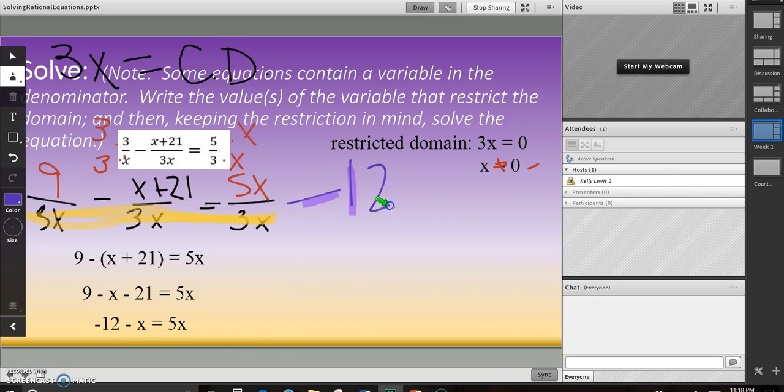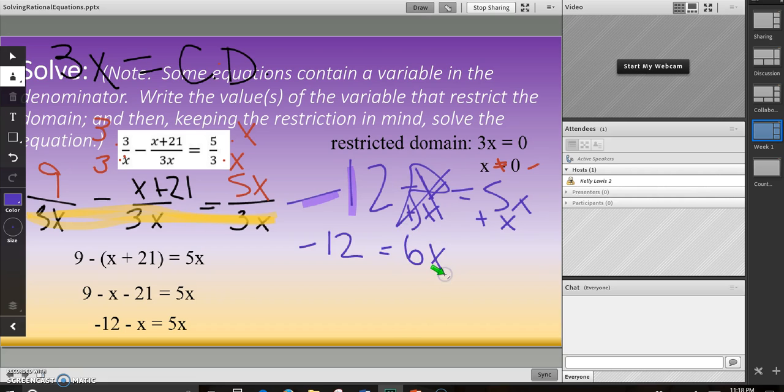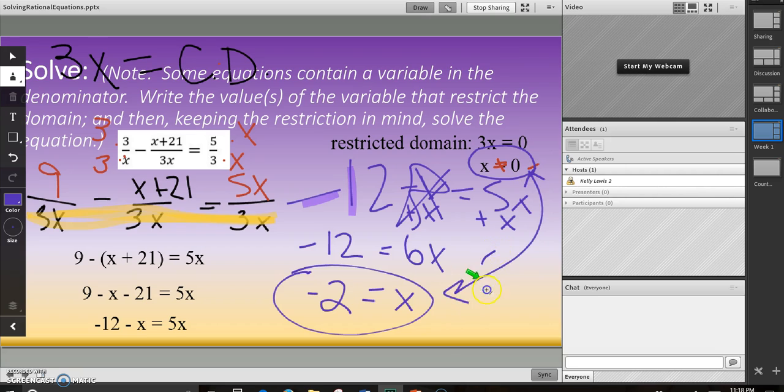Negative 12 minus x equals 5x. All right, so I'm going to put all the letters together. So add x. Negative 12 equals, those cancel, 5x plus x is 6x. So when I divide by 6 on both sides, I get negative 2. So x equals negative 2, which is not the domain. So they're different numbers, so it's okay. If they were the same number, just a little hiccup. When that happens, I'll tell you what to do. But until then, I'm just going to wait.